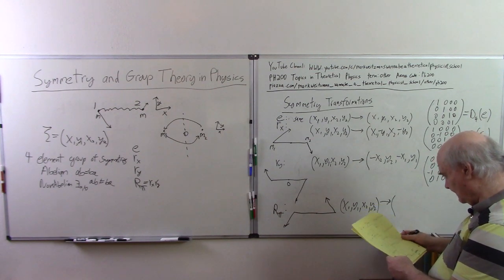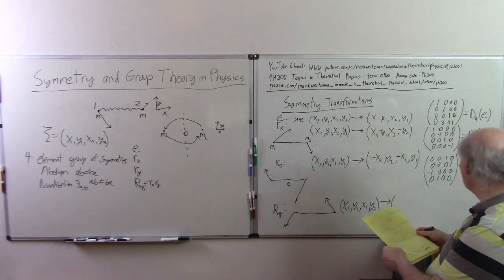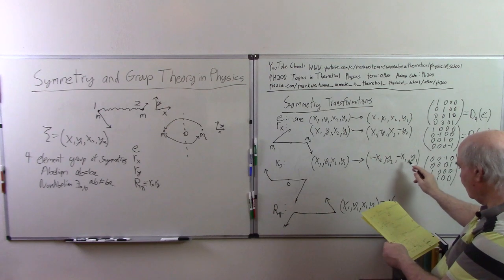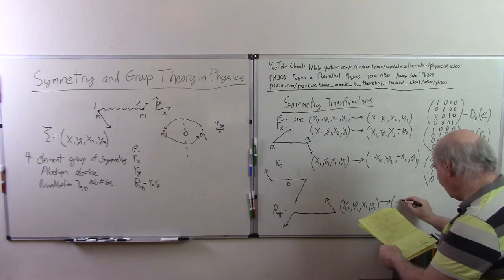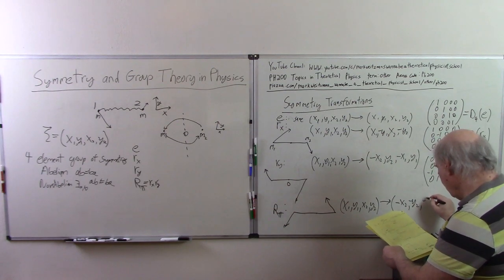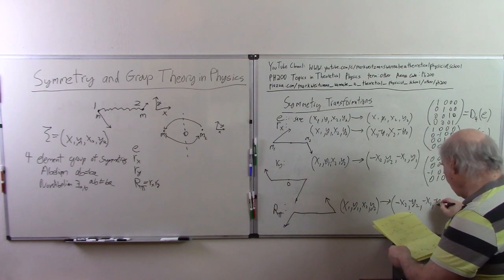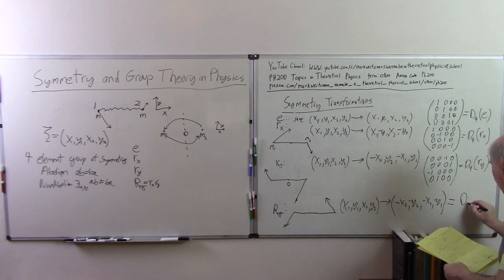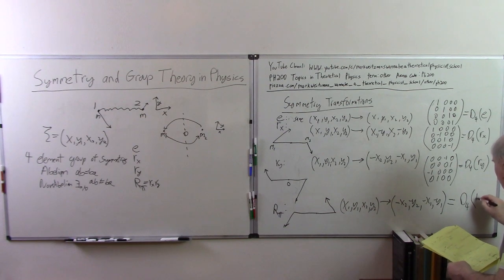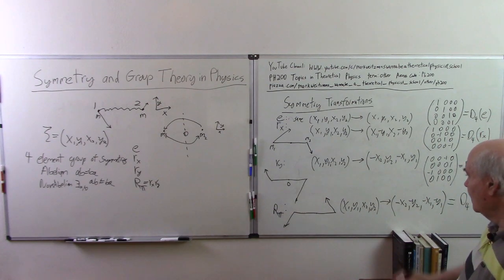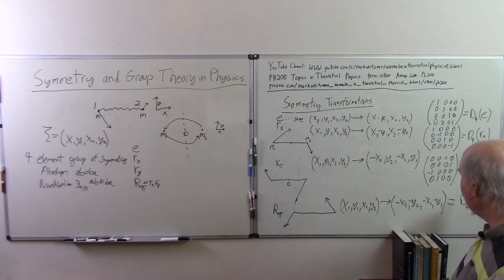this one, I wonder if I wrote that one down right. Minus x2, y2, minus x1, y1. This one's just going to have minus x2, minus y2, minus x1, minus y1. This is going to be a four-dimensional representation of R pi. Now I know we haven't even talked about representation of group elements, but I just want to do sort of an example of how coordinates get transformed.